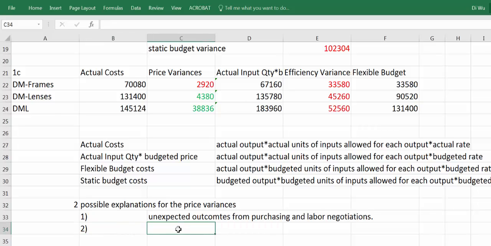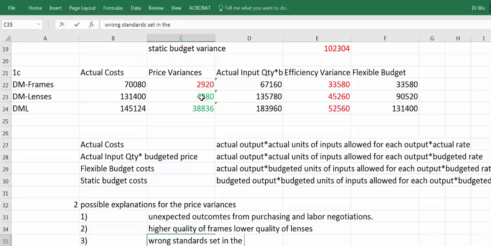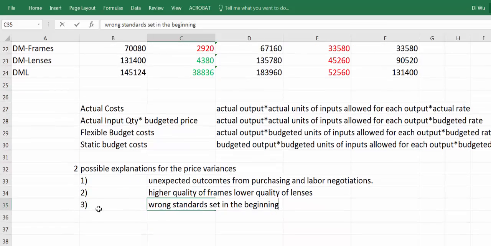For the second, once again I'll try to put all of them. The reason you have price variance, especially for the lens, could be that the quality of the frames is higher, so they charge more now. So you have high quality frames and lower quality lenses. That's possible, right? So that's why you have price variance there. And it could also be wrong standards set in the beginning, which is possible. Sometimes you over or underestimate.